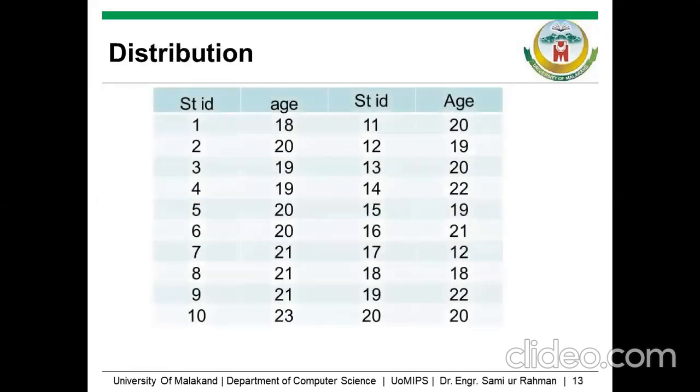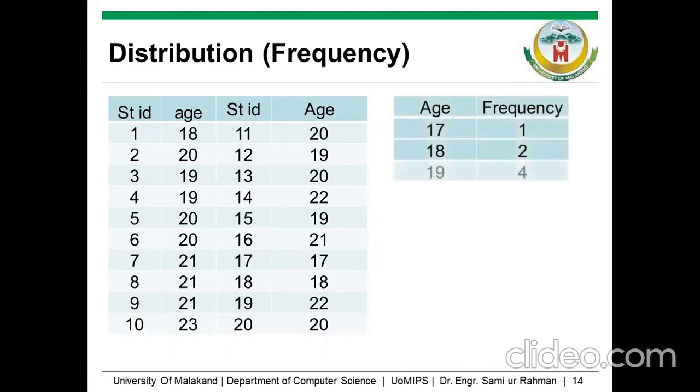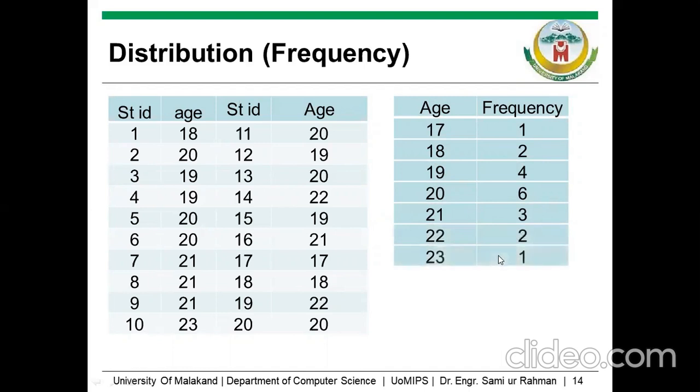Okay. Now, for example, we have these different samples. Let's say these are student numbers. We have 20 students, and these are the age values of these students. So the distribution would mean that, let's say, the number of students with age 17 is 1, the number of students with age 18 is 2, the number of students with age 19 is 4, the number of students with age 20 is 9, age 21 is 3, age 22 is 2, and so on.